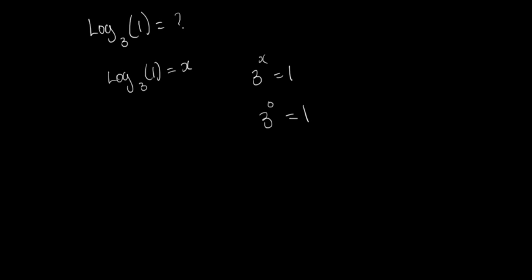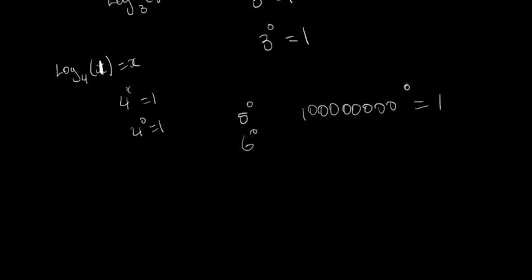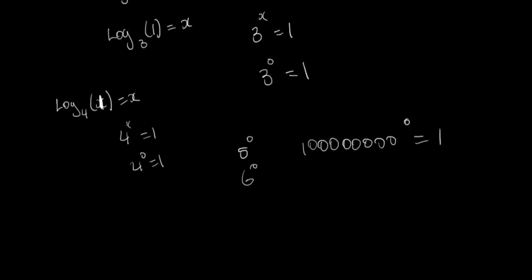And this is true for every number. Any number to the power 0 is 1, as we learned in our indices. So if I wrote this question differently and said maybe log to the base 4 of 1 is equal to x, well, 4 to the power x is 1, so 4 to the power 0 is 1. I can say the same thing about 5 to the power 0, or 6 to the power 0, or even 100,000, or 1 million, whatever number I'm writing. To the power 0 will always equal 1 based on our indices. So I hope you understand why log to the base 3 of 1 is 0.